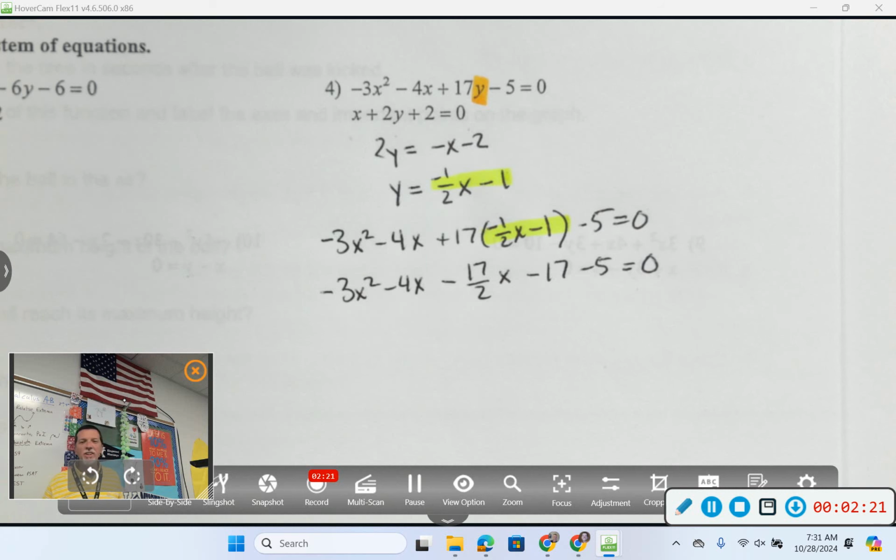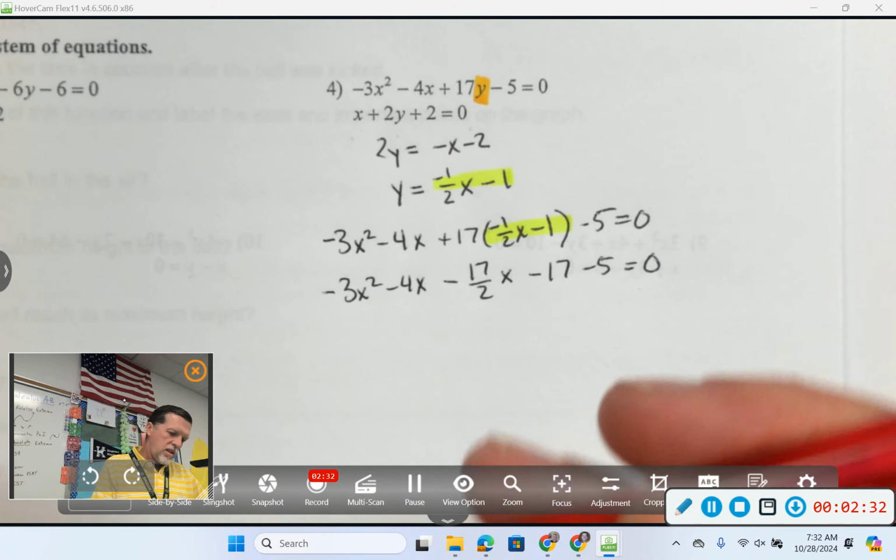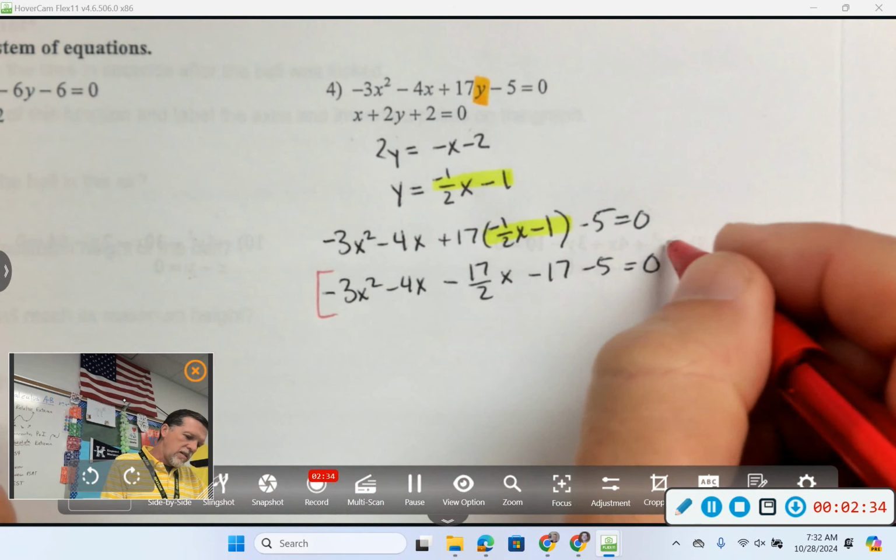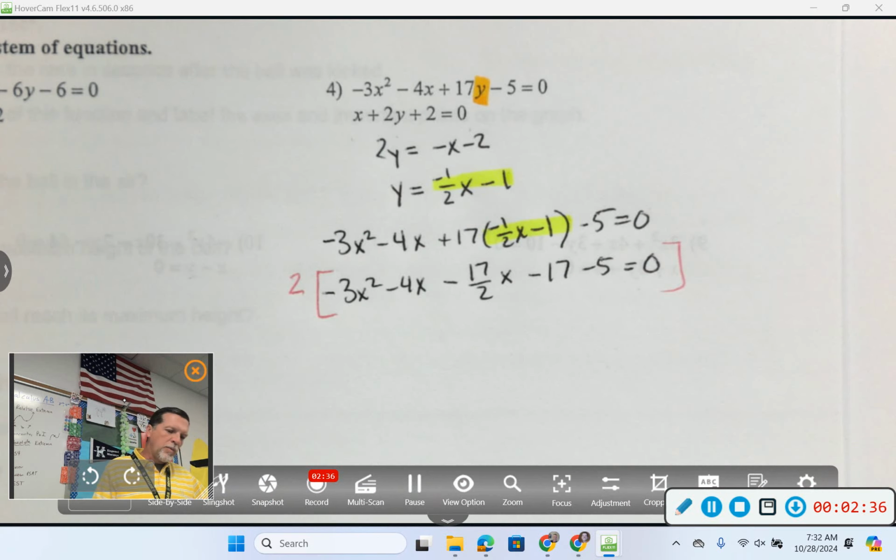You have options here. You could combine like terms, but why bother? I think I would multiply everybody by 2 and then be done with the fraction. I think that'd be the way to go. I would multiply through by 2 here, then the fractions are gone. Otherwise, you're having to add negative 4 and negative 17 halves, which you should be able to do, but why bother?